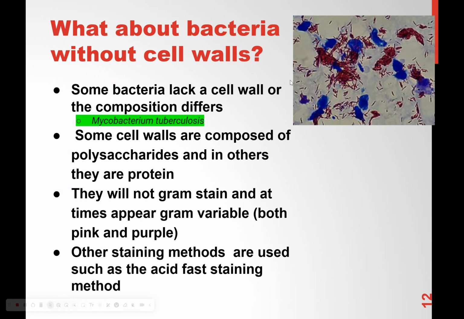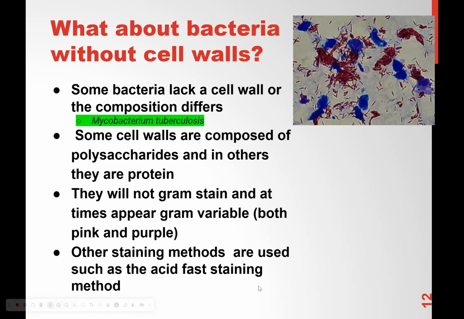All right, last slide for this video. I know it's a little bit of a longer video. I apologize. So what about bacteria without cell walls? Most bacteria have cell walls, but some may lack it, or some may have a composition that differs. Mycobacterium tuberculosis is a good example. They have a very waxy cell wall. And we've talked about this previously, if you look at this last point down here, with the acid-fast staining method.